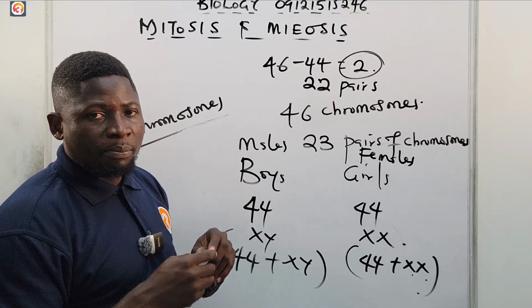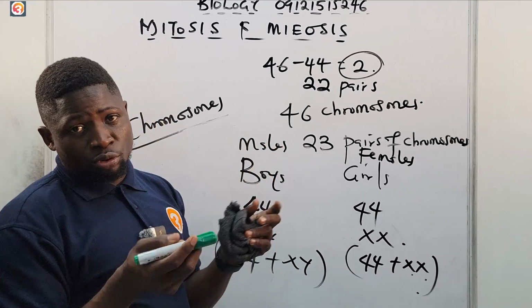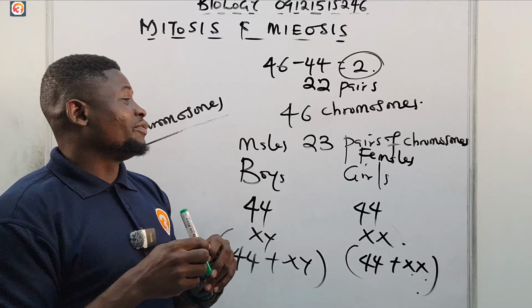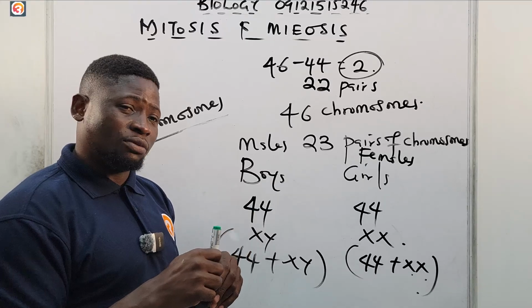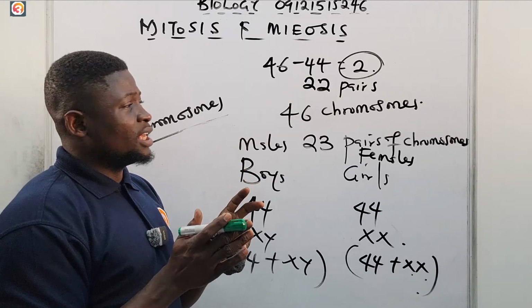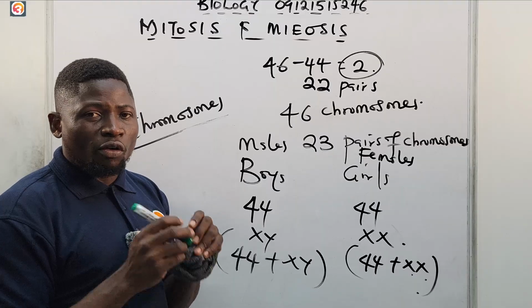Please note that different organisms have different numbers of chromosomes. So it is not the case that a goat, a rat, or even an antelope has the same number of chromosomes as the human being. We are focusing here mainly on humans. Different organisms have different numbers of chromosomes.